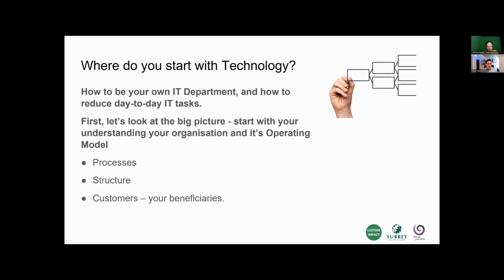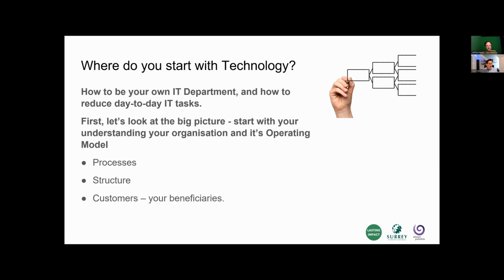And hopefully this is the point where you're smiling to yourself because you're thinking, actually, good news. As a leader in my charity, I understand how my charity works. I may not understand how to configure an email server. I may not understand how to get our website to work, but I do understand how my charity works. And this is what I want to tell you.